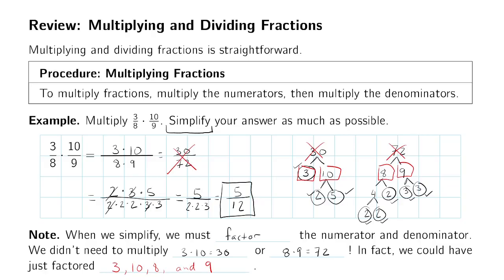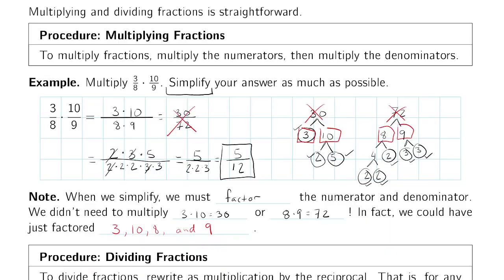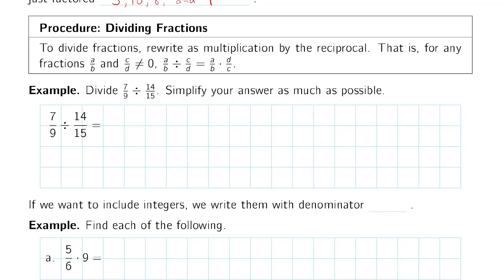Let's see an example of division. And this time, we're not going to do any unnecessary steps. So to divide two fractions, we rewrite as multiplication by the reciprocal of the divisor. So the first fraction stays the same. We change the operation to multiplication. We take the reciprocal of the second fraction. To divide 7/9 divided by 14/15, that's the same as multiplying 7/9 times, take the reciprocal of the second fraction, 15/14. So, of course, we'll multiply 7 times 15 over 9 times 14.